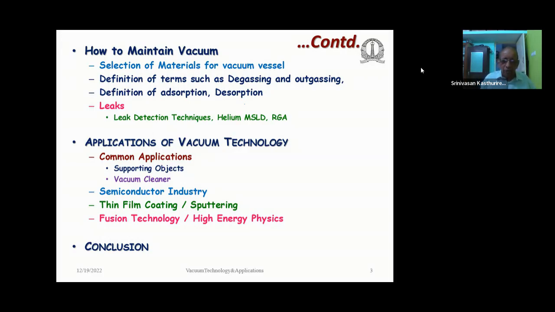Then vacuum is needed for fusion, then high energy physics. And of course, in cryogenics, you need vacuum. Without vacuum, cryogenics cannot exist. And similarly, vacuum technology does not exist without cryogenics for getting high clean vacuum. So we'll conclude this particular topic at the end of this lecture. Okay.